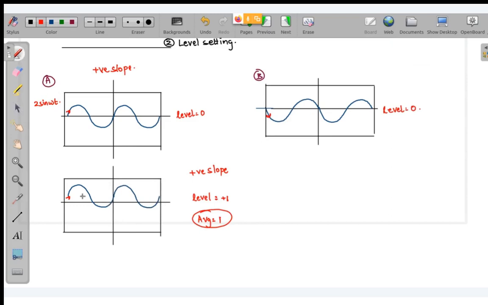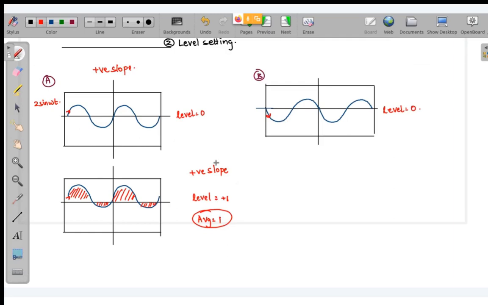Basically, there are two lobes present or two cycles displayed over here, but in the whole signal you can see the positive half is more than the negative half. So you will get average value greater than 0. Tell me, have you understood this or not? Have you understood this? Please tell me.